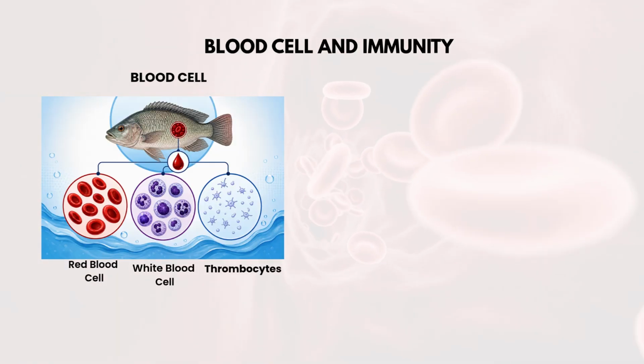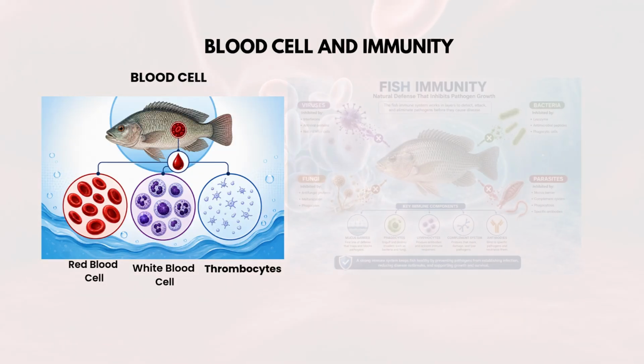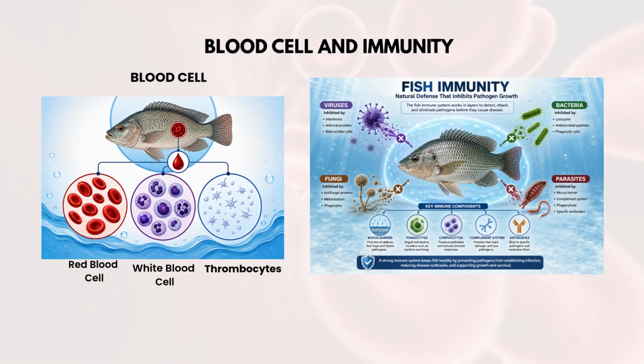This practical session provides a brief overview of fish blood cells and immunity. Blood cells consist of red blood cells, white blood cells, and thrombocytes. Red blood cells function to transport oxygen throughout the body, while white blood cells play a role in defending the body against infection by identifying and destroying pathogens. Thrombocytes assist in the blood clotting process and are also involved in immune responses. Fish immunity is a defense system that protects fish against bacteria, viruses, fungi, and parasites. This system comprises innate immunity, which acts rapidly via mucus, skin, and phagocytic cells, as well as adaptive immunity, which produces specific antibodies following exposure to pathogens or vaccines.